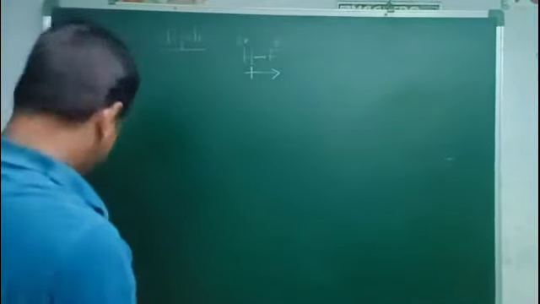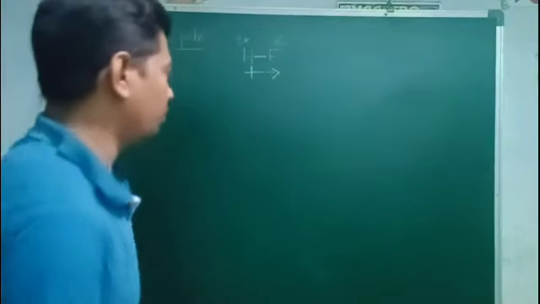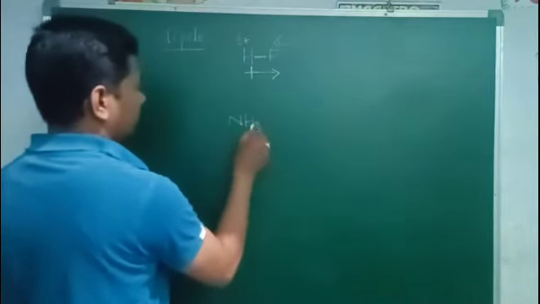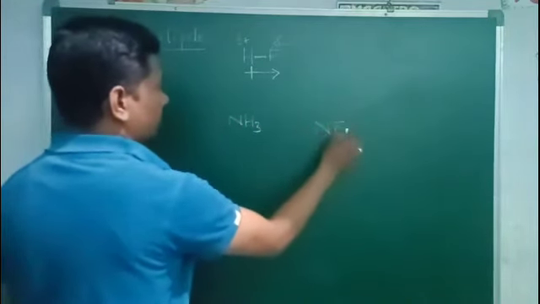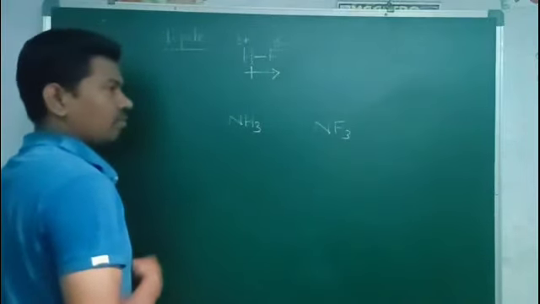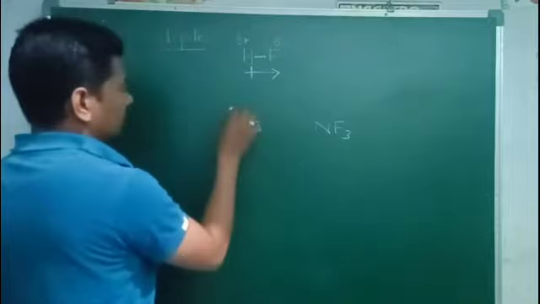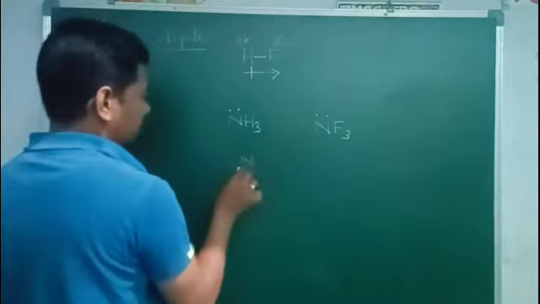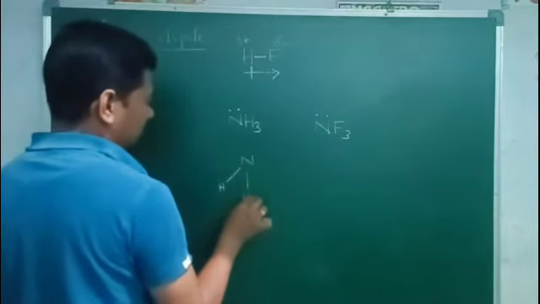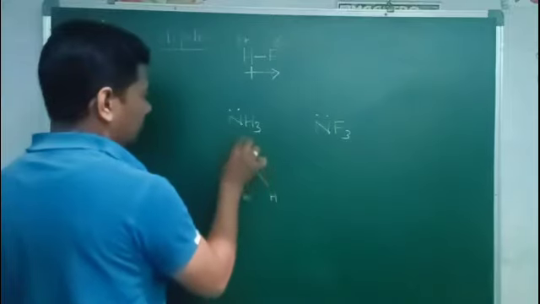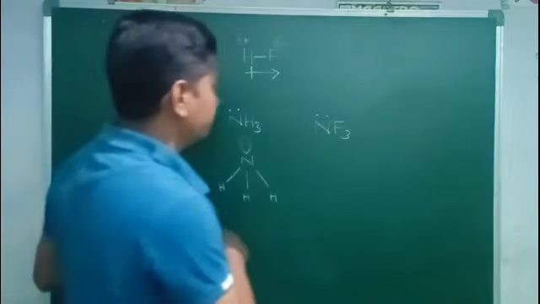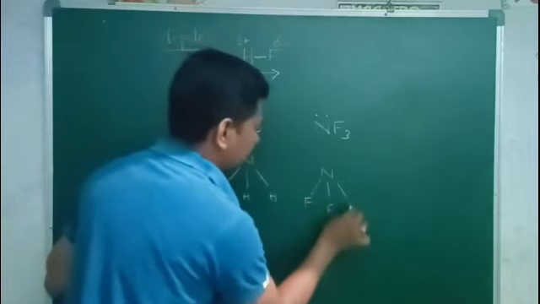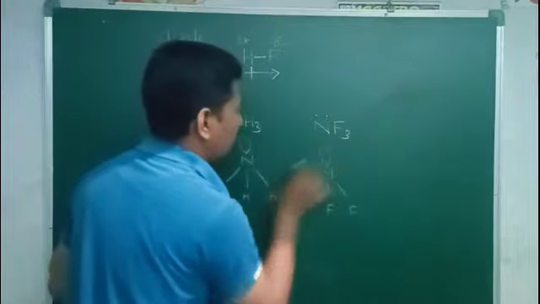Next, let us discuss one more example based on dipole moment: the NH3 molecule as well as the NF3 molecule. Which of these two molecules will have a higher dipole moment? In NH3, three hydrogens are bonded with one nitrogen, and there is one lone pair on the nitrogen atom. In the NF3 molecule, three fluorine atoms are bonded with nitrogen, and there is one lone pair on the nitrogen atom.